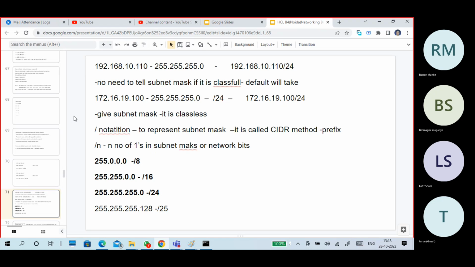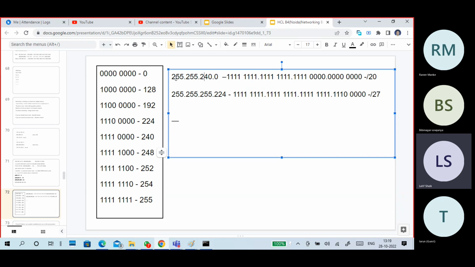Whatever it is, to tell a subnet mask, one way is like 255.255.0.0, 255.255.255.0, 255.0.0.0. This is one way to tell a subnet mask. The other way is slash notation. This slash notation is also called the CIDR method or prefix method. If you see somewhere in the network they are asking you to put a prefix, the prefix means subnet mask, but you may not enter the complete subnet mask; we'll write it in slash notation. What is this? If you convert your subnet mask into binary, how many ones are there? That many ones go right here. So look here, this is a subnet mask.